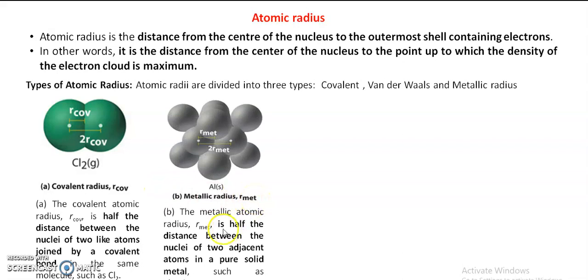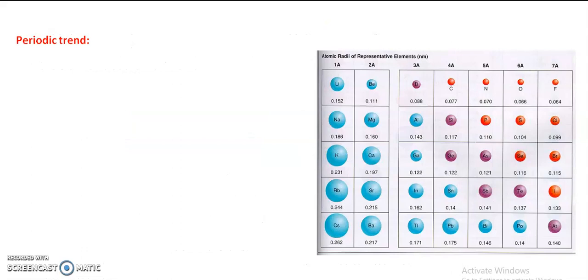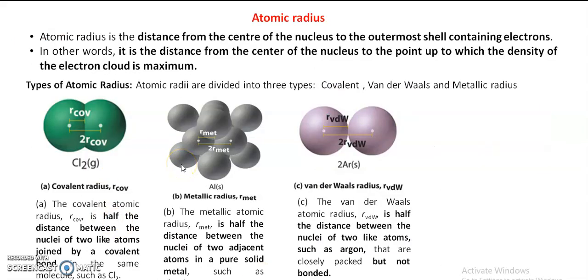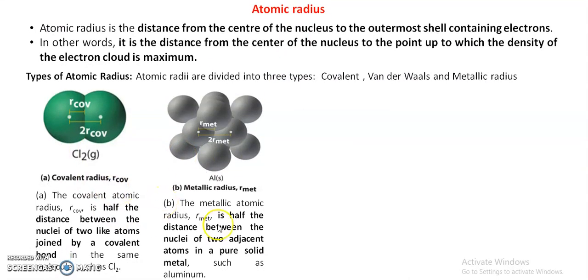Second is metallic radius. Metallic radius is half the distance between the nuclei of two adjacent atoms in pure solid metal, like aluminium. So the metallic radius is half the distance between the nuclei of two adjacent atoms in pure solid metal. This is the metallic radius of aluminium.